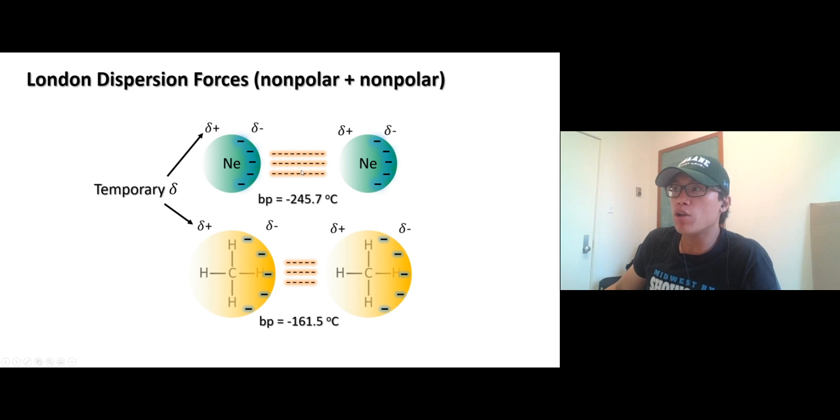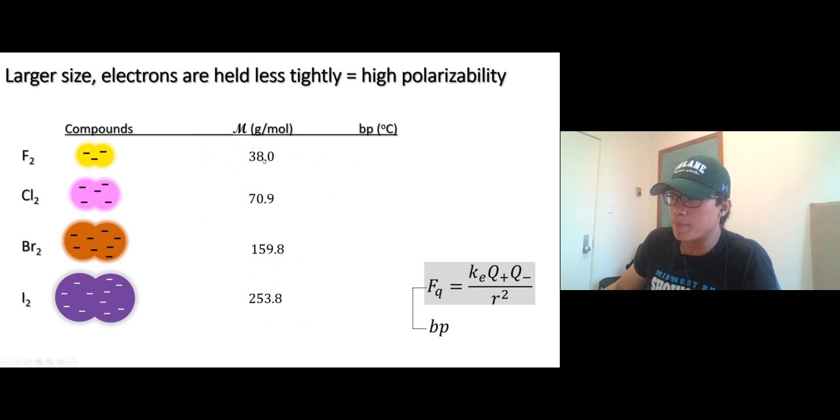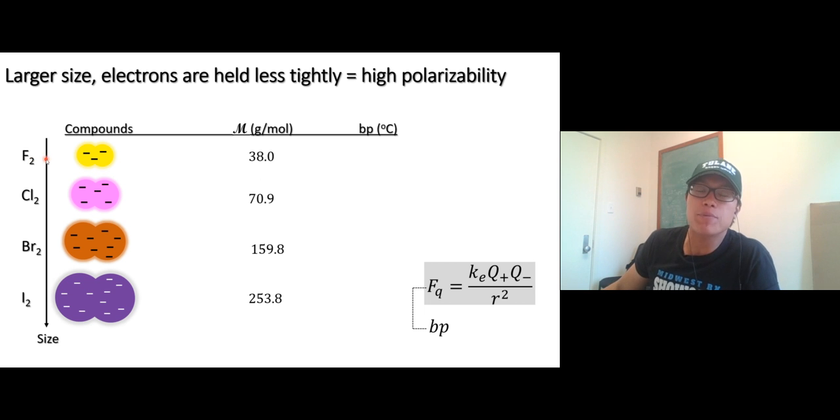Now, the special thing about London forces is that the larger the molecule, look at the molecular weight. We have fluorine, chlorine, bromine, iodine, so we have 38 grams per mole all the way to 253.8 grams per mole. So iodine is really big compared to fluorine. Basically, if you go down the group in the periodic table, the atoms or molecules are larger at the bottom. So when the molecular weight is higher, the molecule is larger. Larger molecules have more electron density, because there are more electrons.